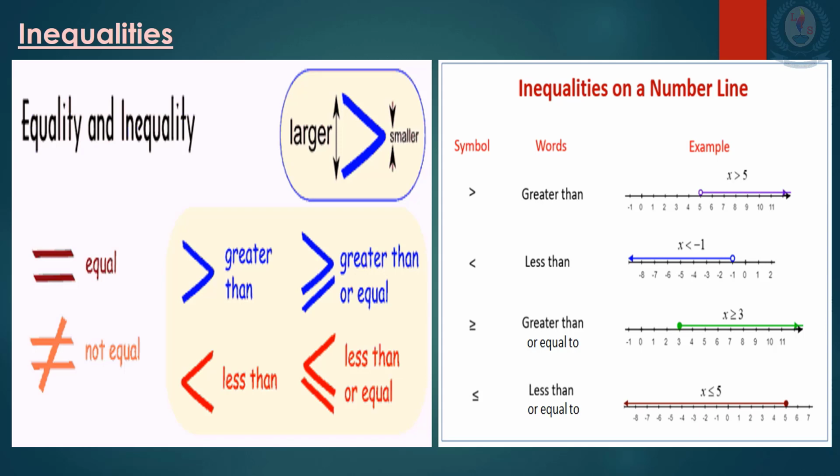Next one is less than. The x values are not equal to, but less than, minus 1. Third one: x values are larger than or equal to 3. So 3, 4, 5, 6, 7, 8, 9, 10, 11. Next one: less than or equal to 2. So you have to color the circle and represent the numbers.